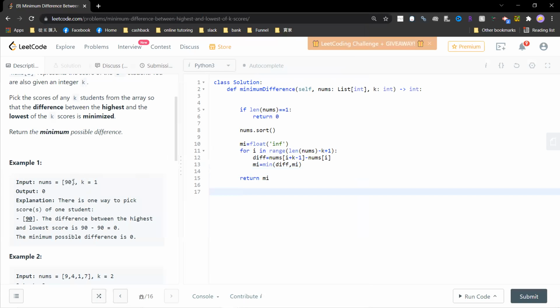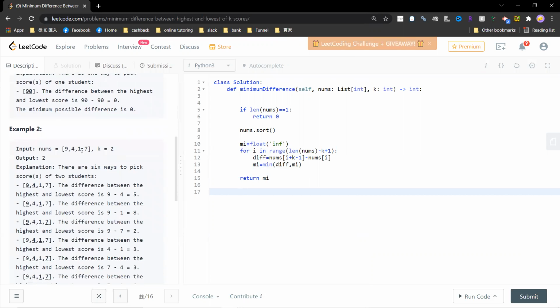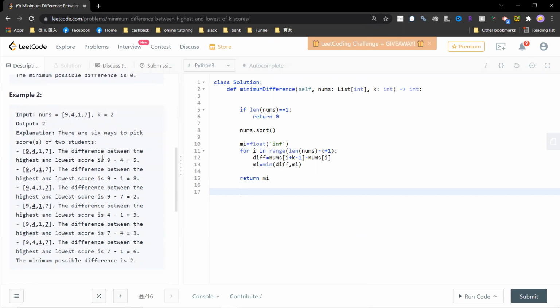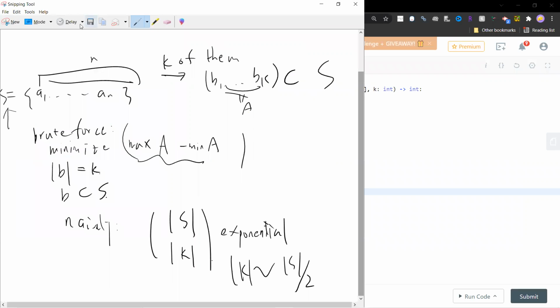For example, when K equals 1 it is very easy. The answer must be 0 because you can only choose the same element. When K equals 2, the answer is 2. In this case, you can choose 7 and 9.